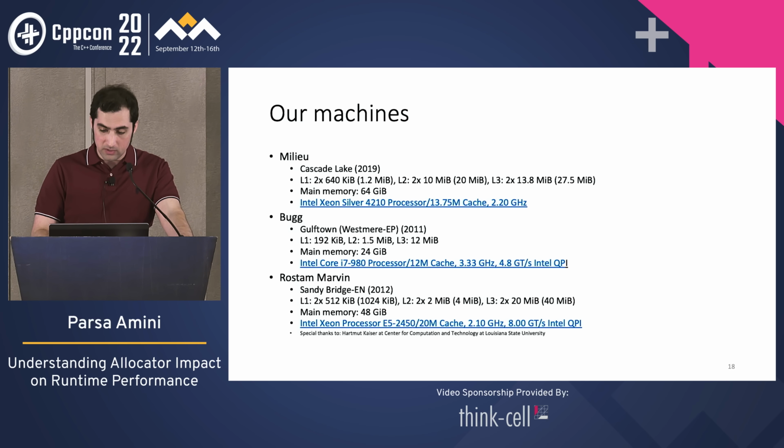machines for validation and debugging. The second one, Bug, is the workstation where Joshua Byrne, who is responsible for most of the code in our experiment, develops and maintains our code. The third one, Marvin, is the machine where I previously did a lot of my exploratory research experiments when I was a student at LSU. And I owe special thanks to Dr. Hartmut Kaiser from the Louisiana Center for Computation Technology for allowing me to still access it.